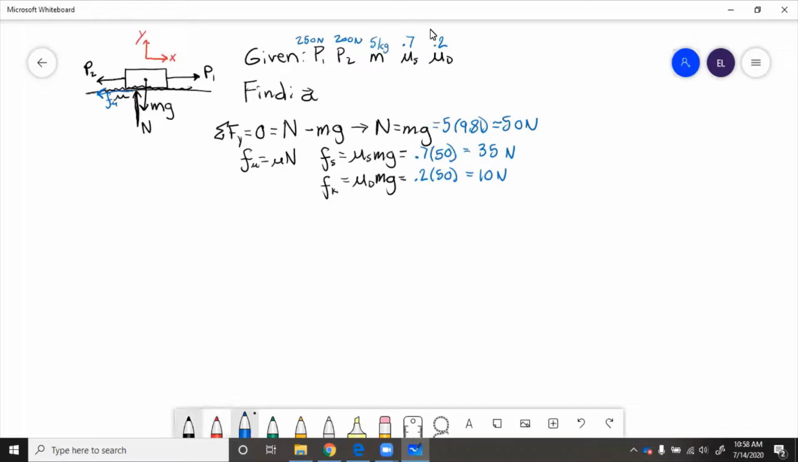So then we write the forces in the x direction. Sum of the forces in the x direction equals mass times acceleration. And we have P1 pointing to the right. We have P2 pointing to the left. And we also have friction pointing to the left. So here, first we need to see, does the block move? So we'll check static.